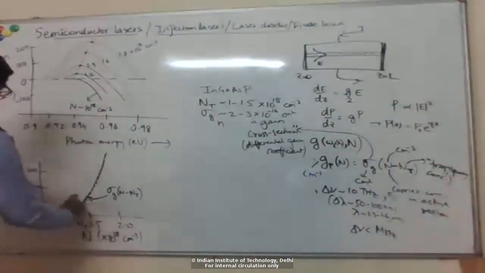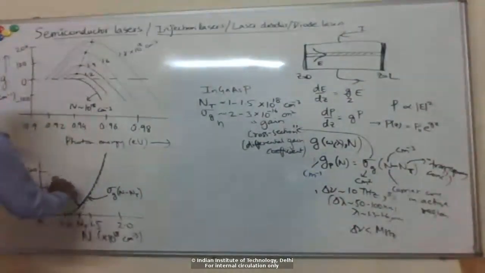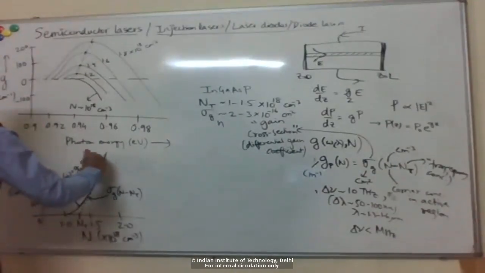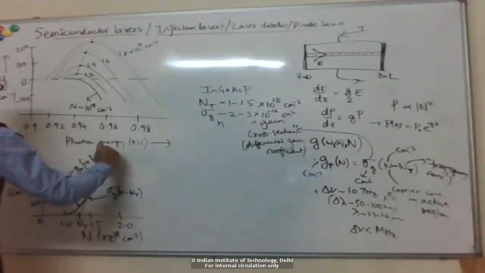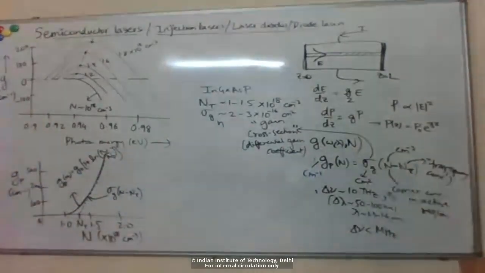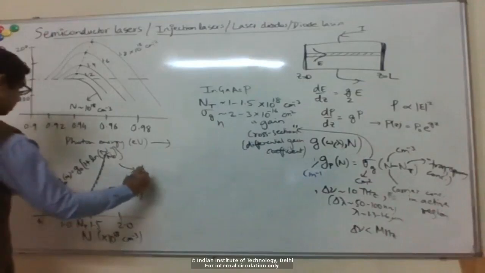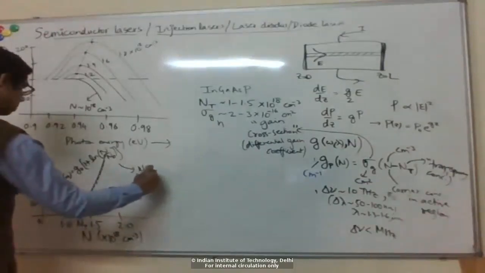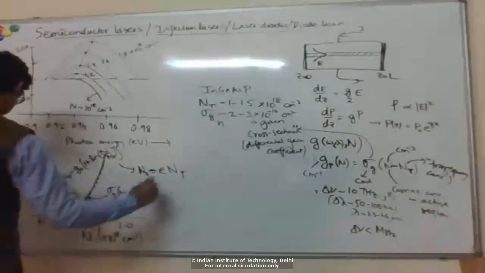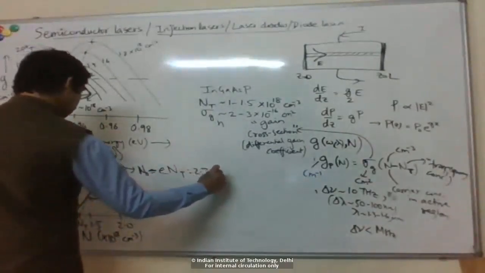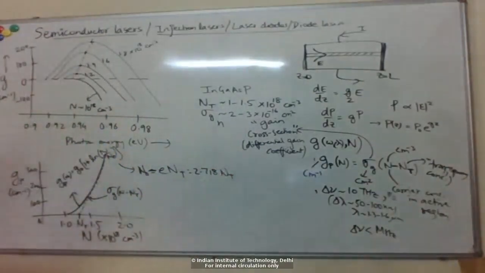Okay, so if you want to know this exact curve here, it goes something like log of some N over N_0, where this N_0 and N_T are related like this.